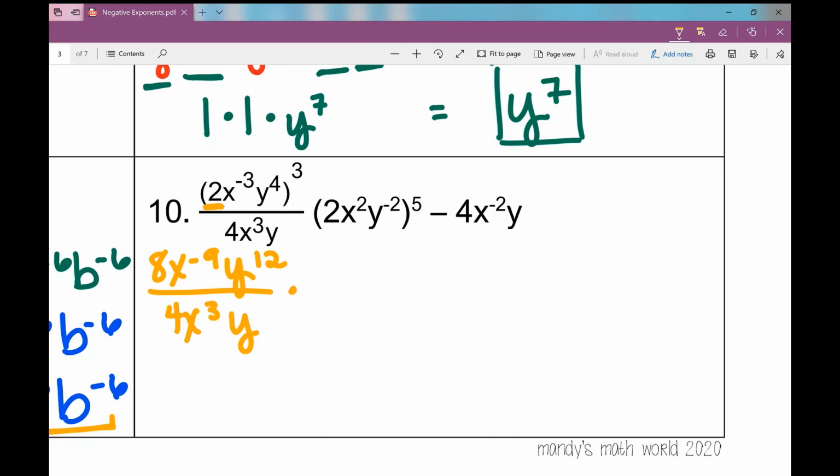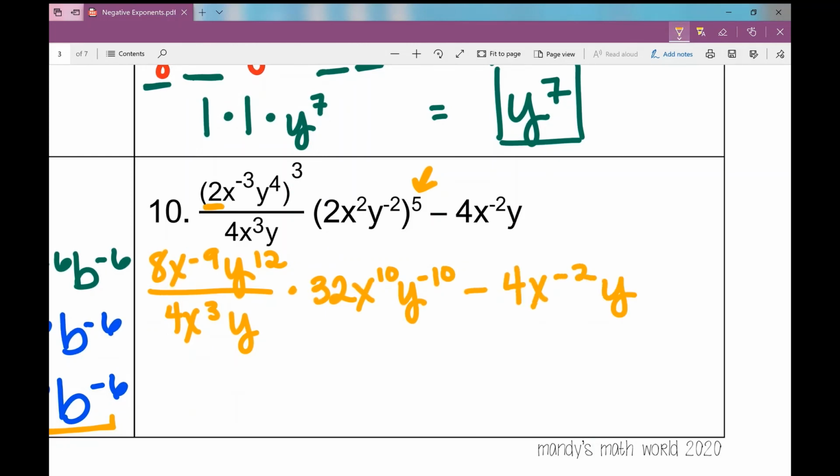Again, everything is being raised to the power of 5. So I need to apply my power rule so I can get rid of these parentheses. So the first thing that happens is 2 is getting raised to the power of 5. What do I get? 32. Then I can apply my power rule to these variables and their exponents. So times x to the power of 2 times 5 is 10. Y to the power of negative 2 times 5 is negative 10. Okay, minus 4x to the negative second power y.